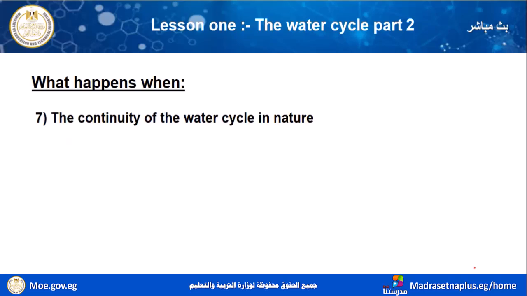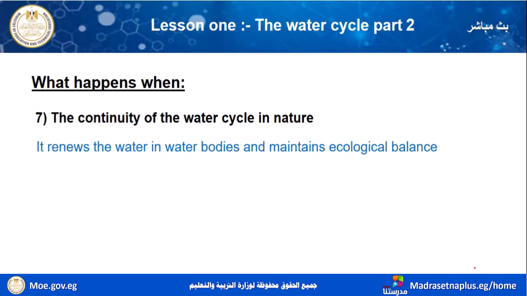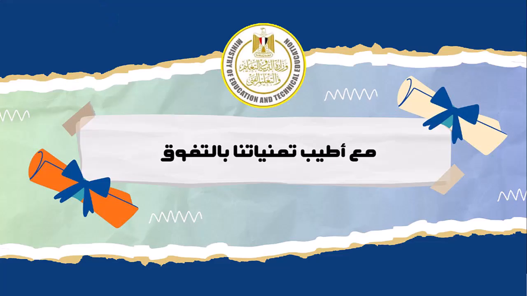Number seven, the continuity of the water cycle in nature. It renews the water in water bodies and maintains ecological balance.